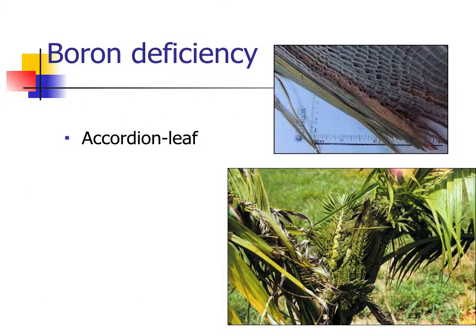I also have seen this symptomology in palms with this accordion folding of the leaves where they fail to unfurl, especially that lower picture. I have seen that from time to time. That is a boron deficiency. A lot of people mistake that for maybe insect attack or something like that as well.